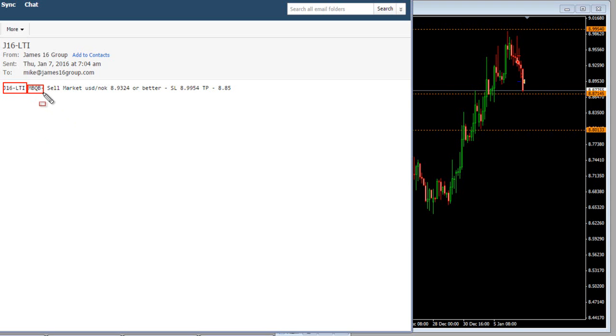Then I put MBQB so you would know it was for me. Sell market USD Norwegian, or NOK, at 8.9324 or better. What that means is I used a market order to sell, and when I sent it out, price for me was at 8.9324. And what I'm basically saying by "or better" is if you get that alert, make sure you're not selling underneath 8.9324, because then you're getting a worse entry than I'm trying to get out for you guys. And I want you to be able to follow along my trade idea as closely as possible. So again, that's very critical.